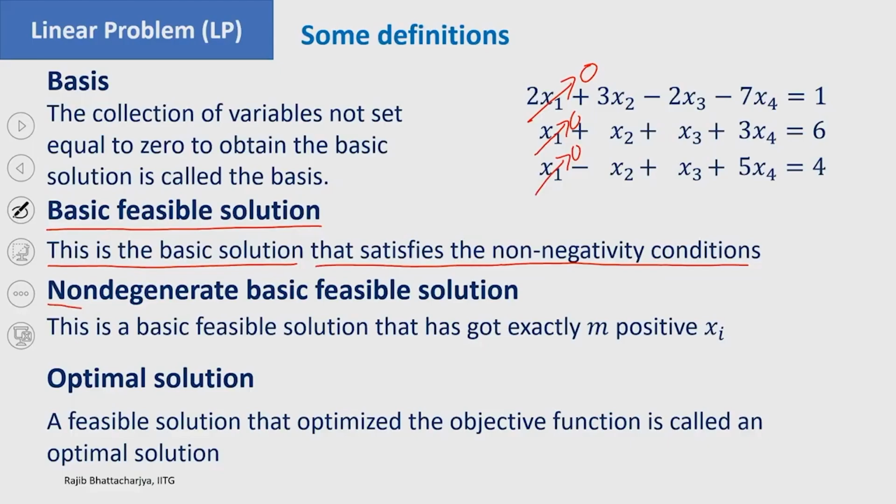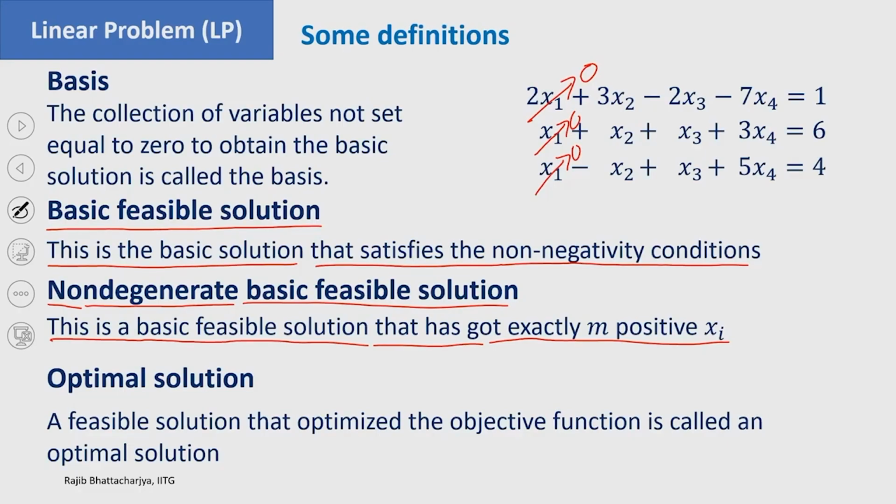Next is the non-degenerate basic feasible solution. This is a basic feasible solution that has exactly m positive x_i. In that case we will call it a non-degenerate basic feasible solution. We will discuss this when we solve the problems.